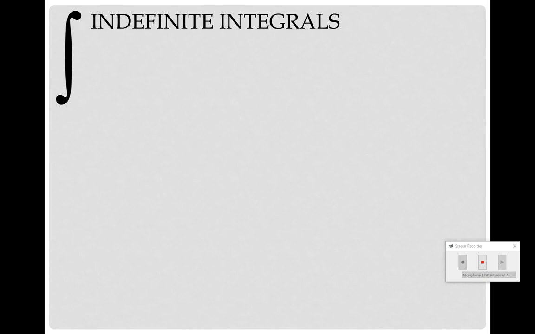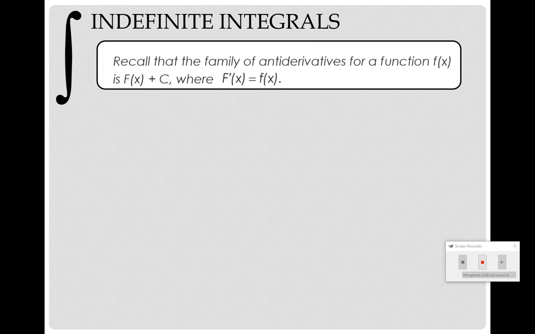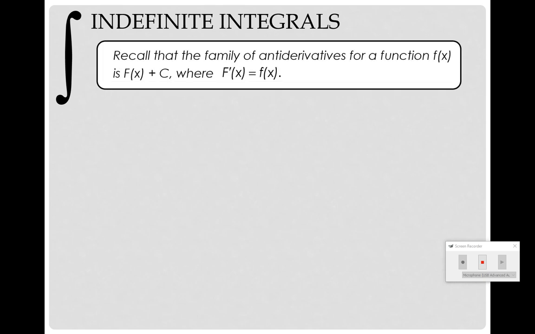Indefinite integrals. This is new, this chapter. Recall that the family of antiderivatives for a function f at x is capital F at x plus c. We need this plus c in there because we won't be able to nail down the antiderivative. Once we take antiderivative, there's a whole bunch of functions that have that derivative. That is, if you look at capital F at x plus c and I took its derivative, the c would immediately become 0 and get lost in the shuffle, sort of.